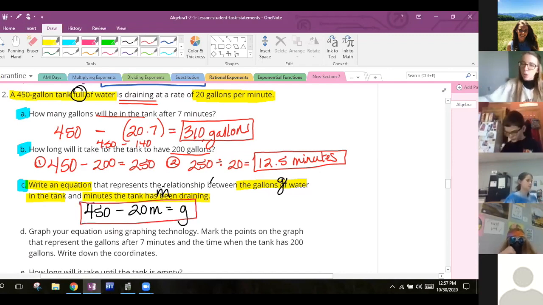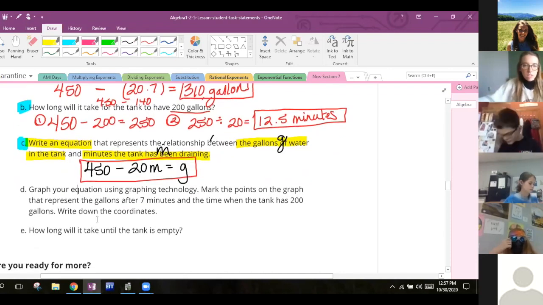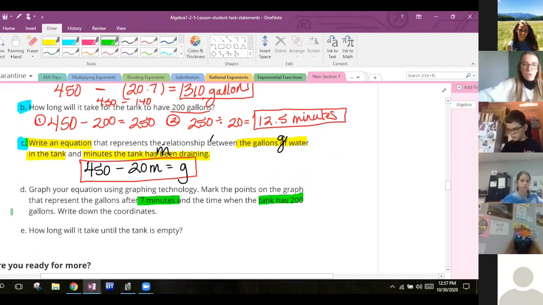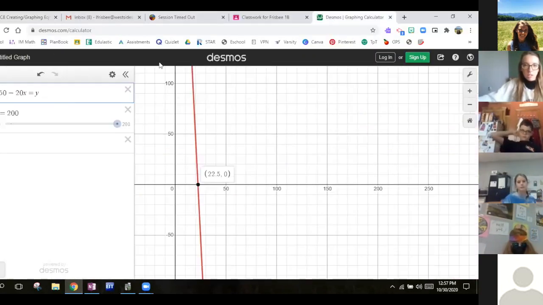Now, for part D, it wants us to graph it using graphing technology. Again, mark the points on the graph that represent 7 minutes and when the tank has 200 gallons in it. Okay, so let's go back to my graphing page.